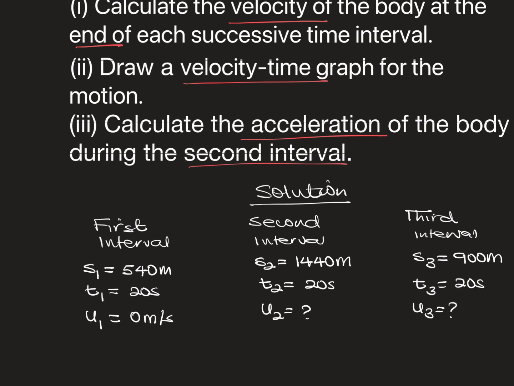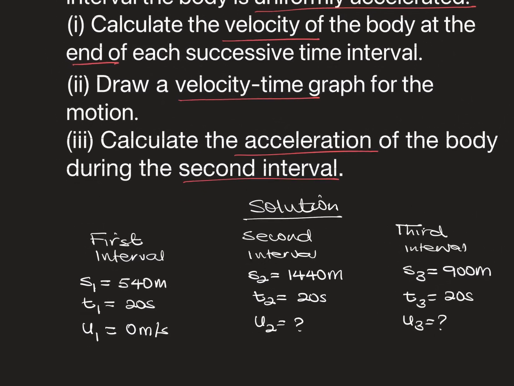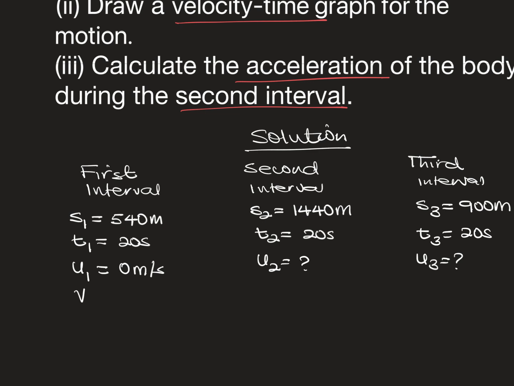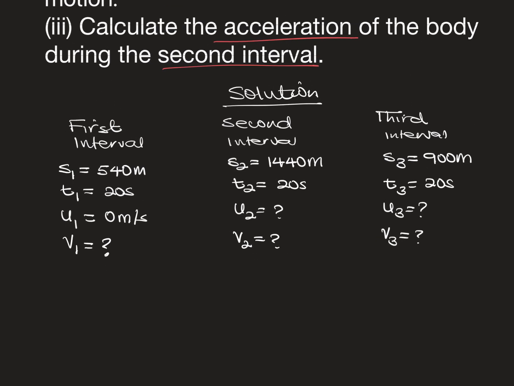We'll find that. So the first question is asking us the velocity of the body at the end of each successive time interval, which means it is asking us the final velocity. So we need to know the final velocity v1, the final velocity v2, and the final velocity v3 for each of the intervals. Now, before going further, what I want you to understand is the final velocity of the previous event will serve as the initial velocity for the successive event. Always remember that for motion problems.